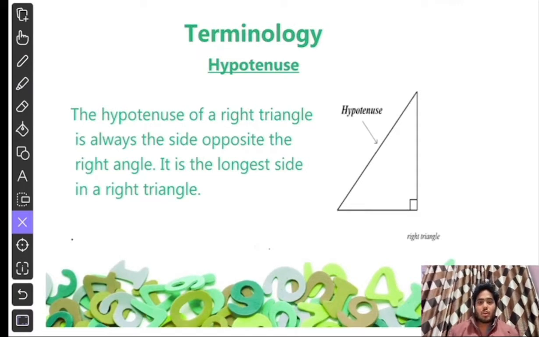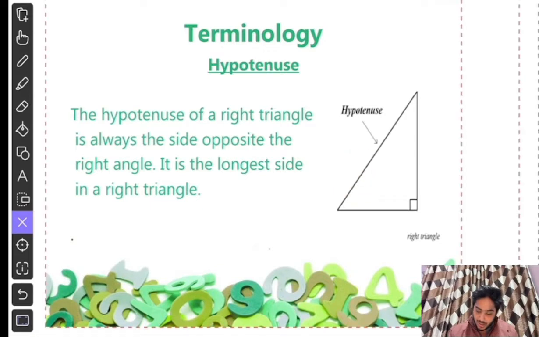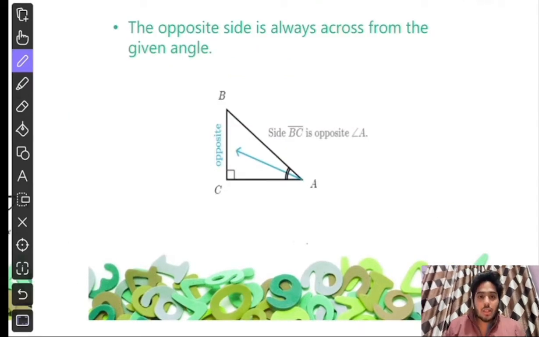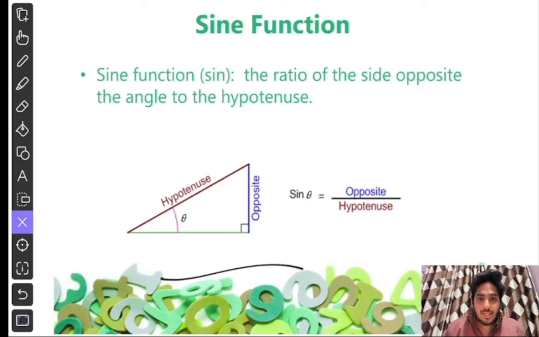Now, about terminology: the hypotenuse of a right angle triangle is always the side opposite to the right angle. It is the longest side in the right angle triangle. This is the hypotenuse, the longest side, just opposite to the right angle. Now, the opposite side is always across from the given angle. This is the given angle, and this is the opposite side. Sine function: the sine function is the ratio of the opposite side of the angle to the hypotenuse.